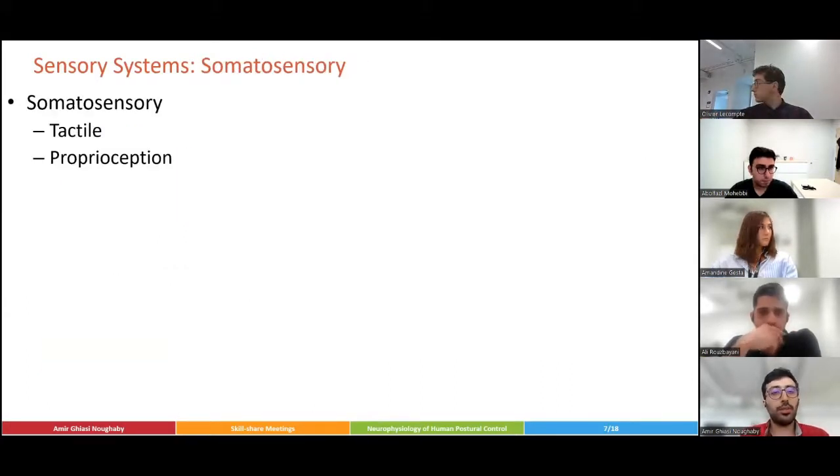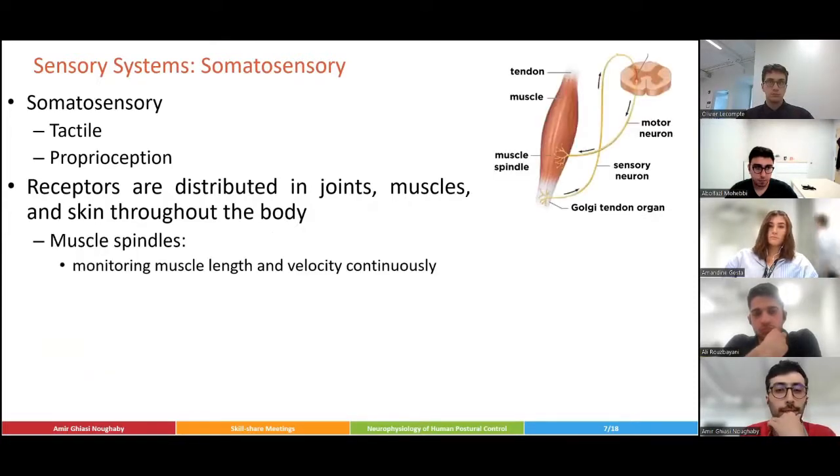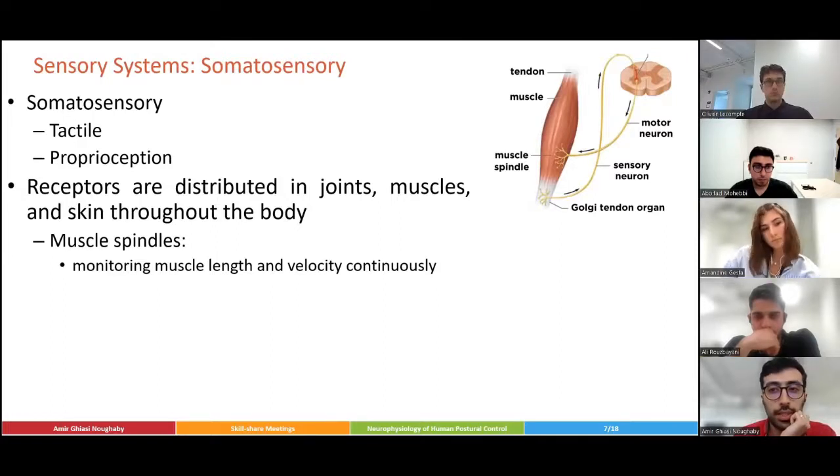The other part of the sensory system is called somatosensory, which includes two parts, tactile and proprioception. There are a lot of receptors for the somatosensory that are distributed in the whole body, in the joints, muscles, and skin. And you can see here we have some receptors for the somatosensory. The first one is the muscle spindles, which are located in the belly of the muscle, and they monitor the muscle length and velocity.